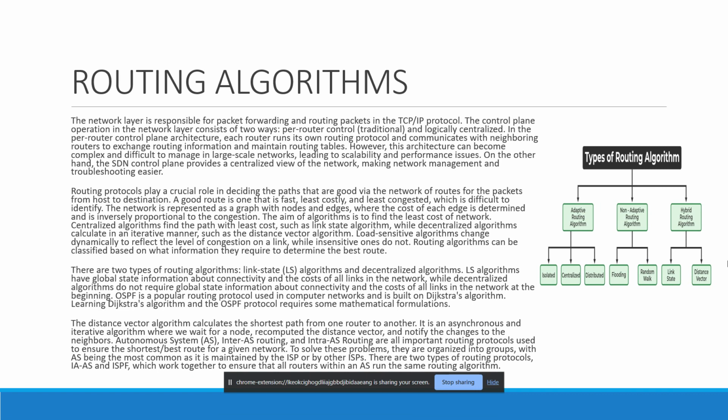Autonomous systems, inter-autonomous system routing, and intra-autonomous system routing are all important routing protocols used to ensure the shortest, best route for a given network. And in order to solve these problems, they are organized into groups, with the autonomous system being the most common, as it is maintained by the ISP or other ISPs. There are two types of routing protocols, the inter-AS and intra-AS, which work together to ensure that all routers within an AS run the same routing algorithm.